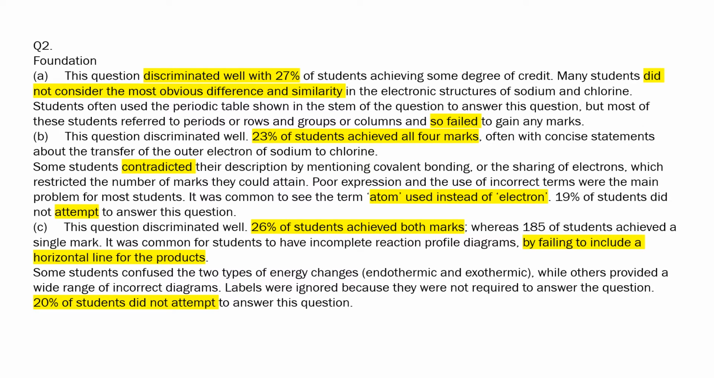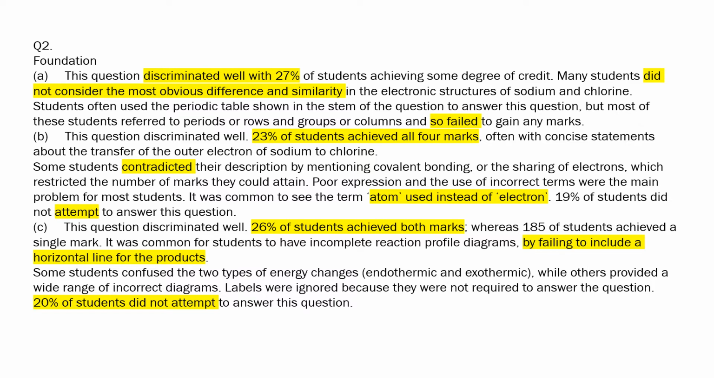Part B. This question discriminated well. 23% of students achieved full marks, often with concise statements about the transfer of the outer electron of sodium to chlorine. Some students contradicted their description by mentioning covalent bonding or the sharing of electrons, which restricted the number of marks they could attain. Poor expression and the use of incorrect terms were the main problem for most students, so it's so important to use the correct terminology. It was common to see the term atom used instead of electron. 19% of students did not attempt to answer this question, so they just didn't have the knowledge to answer it.